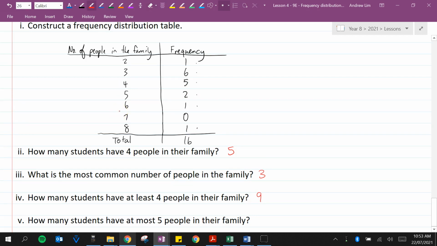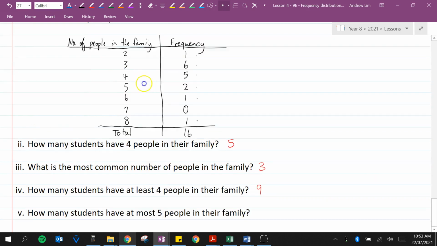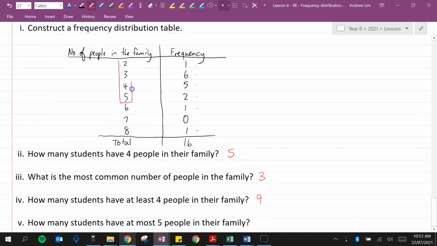And question 5, how many students have at most 5 people in the family? So that means no more than 5, or 5 or less. So they can have 5, they can have 4, 3, or 2 people in the family. So that means we need to count these numbers. 2 plus 5 plus 6 plus 1, that's 7 plus 7, that's 14.